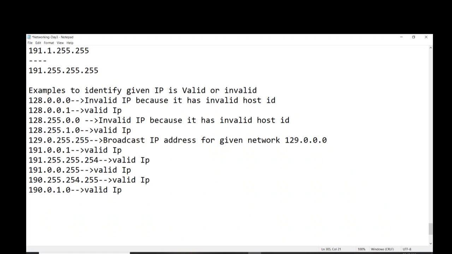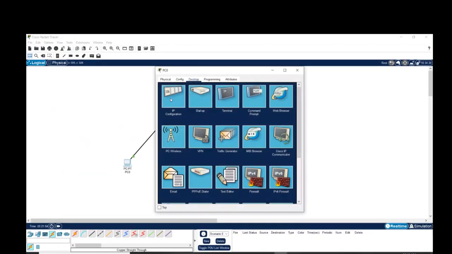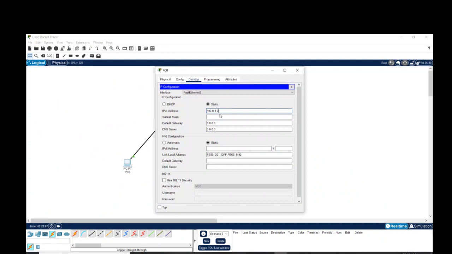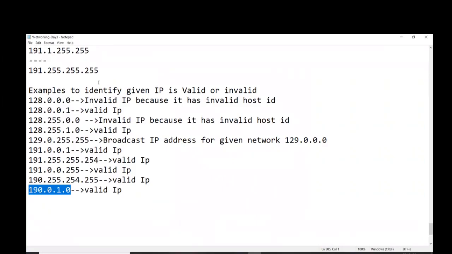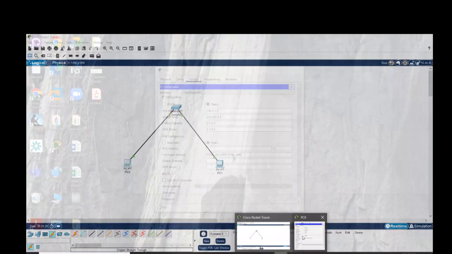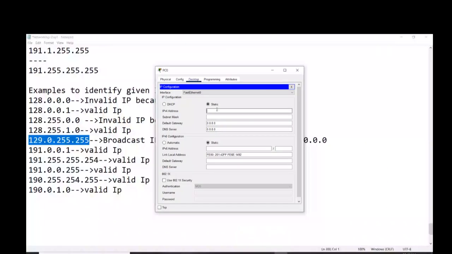Understood, sir. If you check with the system, wherever you have mentioned valid, it will accept. Suppose this IP, 190. Check this in Packet Tracer. Open this, go to the IP configuration, paste. Yes, accepting. So now you check the other one. I have written a broadcast IP. You check whether it will accept or not. It should not accept, according to this concept.